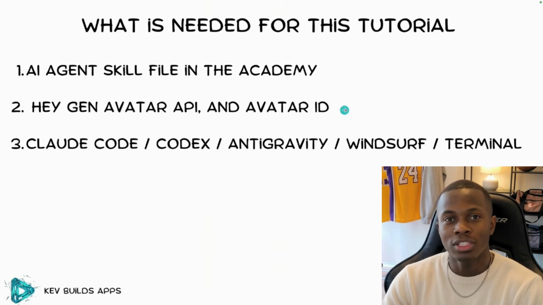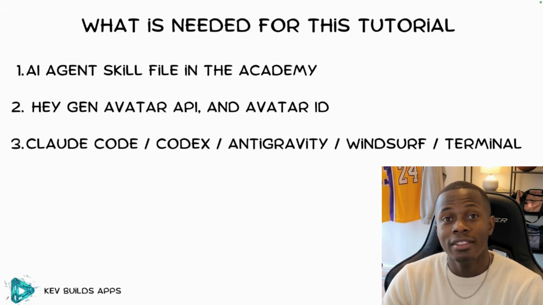And then you're going to need what's called a HeyGen avatar API. HeyGen is what we're going to be using to create these UGC clones. And so you're going to need the HeyGen avatar API, and you're going to have to create an avatar, whether you want that to be yourself or anyone else. It's totally up to you.